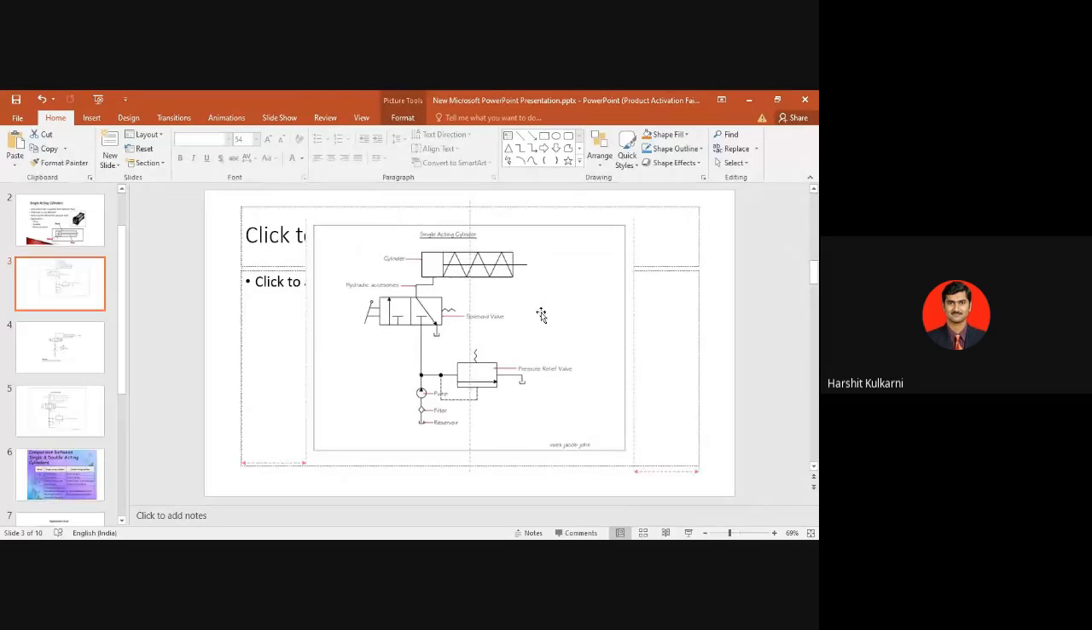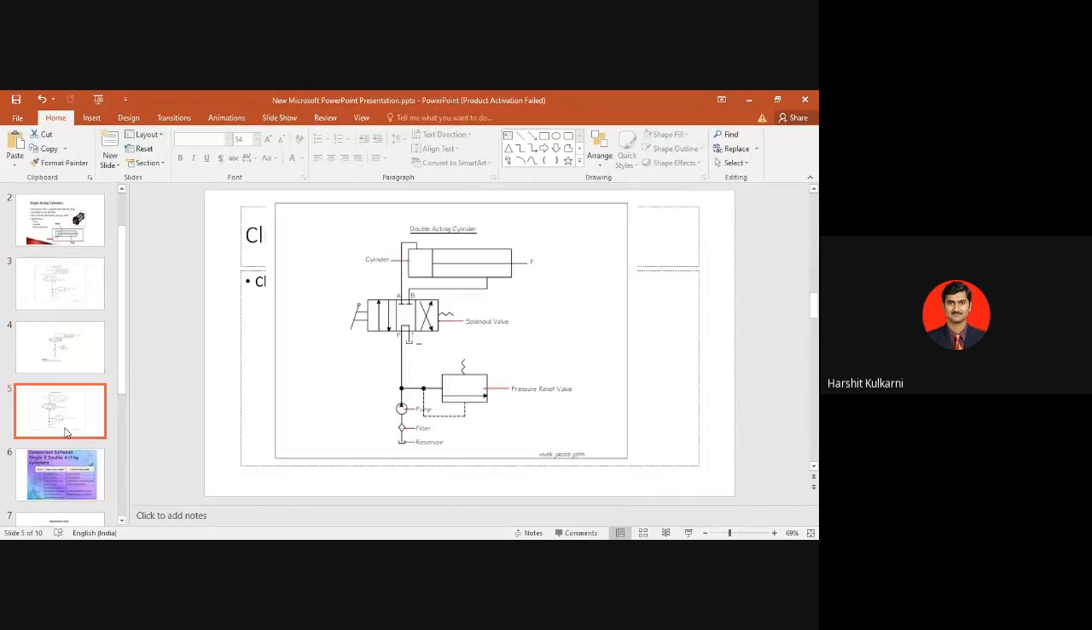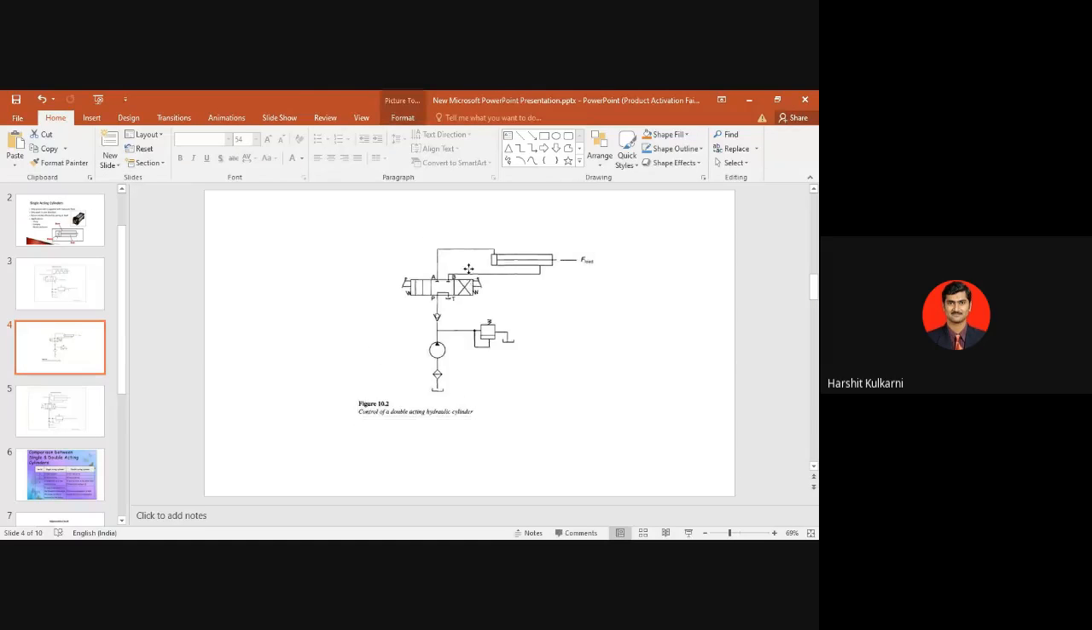I cannot say that his circuit diagram is wrong. His circuit diagram is also correct because it is going to work for a single acting cylinder also. The only thing is he has made modifications in the port that he has.